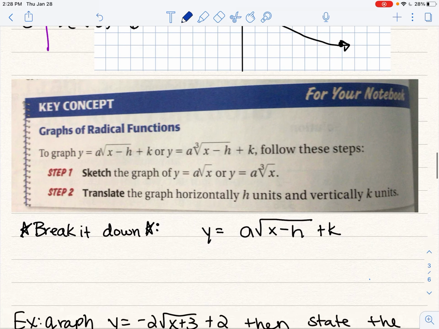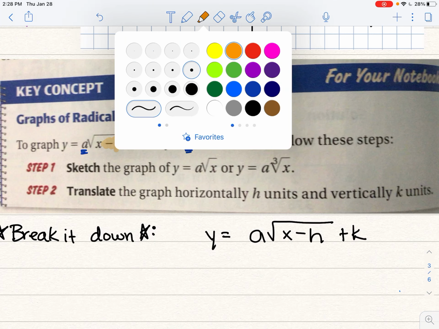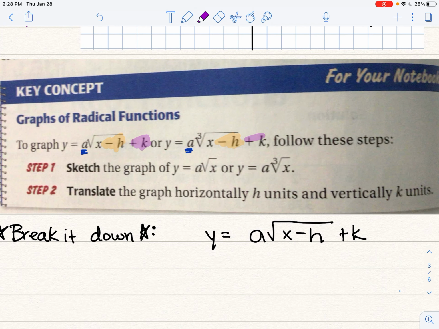Okay, so now let's talk about what if we don't just want to stretch it and flip it? What if we want to do something else to it? So this is the stretch or the flip, right? Those ones here. But what happens when we have something either subtracted inside the root or added at the end? So these are what's called a translation, either horizontally or vertically.